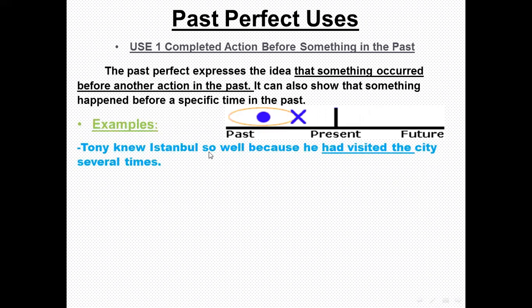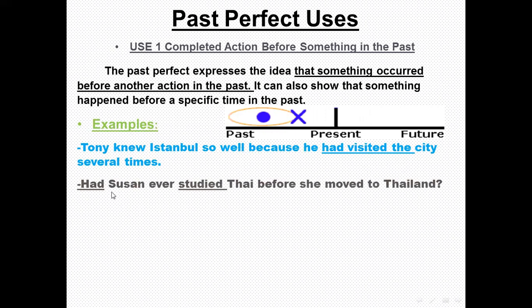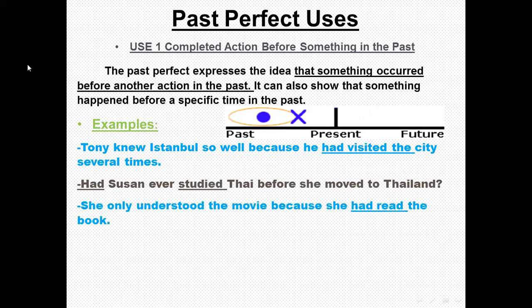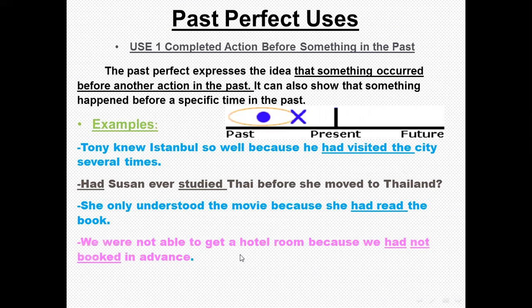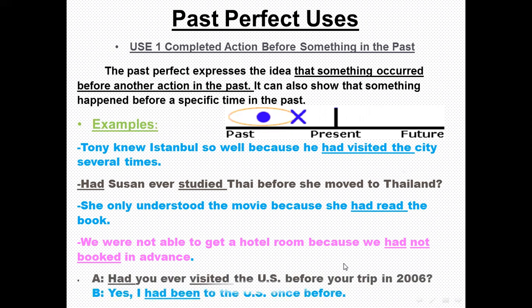Tony knew Istanbul so well because he had visited the city several times. Had Susan ever studied Thai before she moved to Thailand? She only understands the movie because she had read the book. We weren't able to get a hotel room because we hadn't booked in advance. Had you ever visited the USA before your trip in 2006? Yes, I had been to the USA once before.